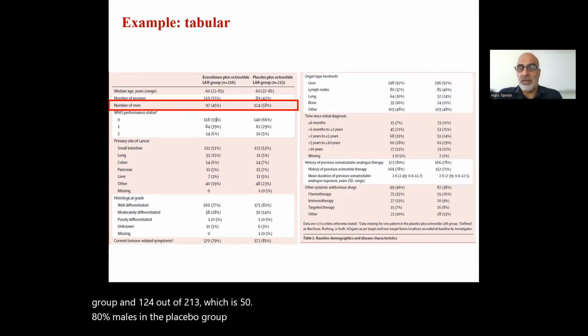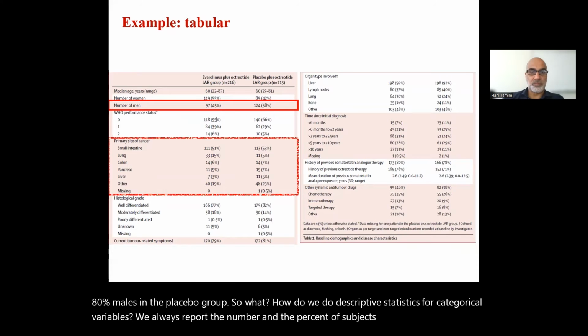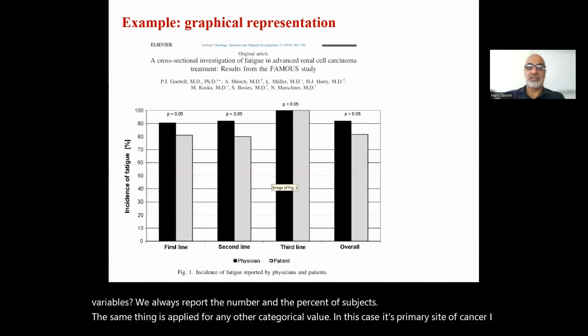So how do we do descriptive statistics for categorical variables? We always report the number and the percent of subjects. The same thing is applied for any other categorical variable. In this case, it's primary site of cancer. I provide the number and the percent next to it.